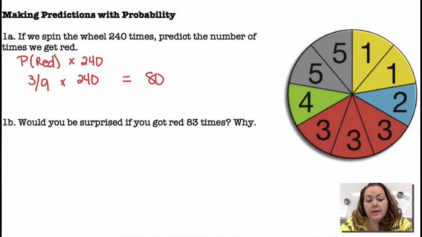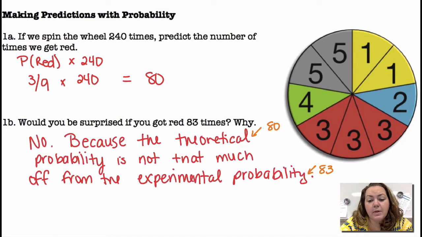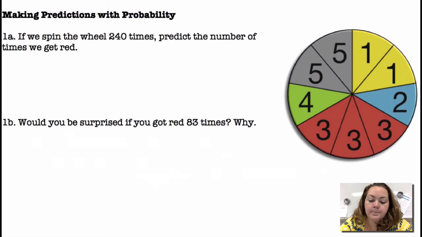Would you be surprised if you got red 83 times? Well, if the theoretical probability is 80, and when I did it my experimental probability was 83, I wouldn't be that surprised, because the theoretical probability of 80 is not that much off from the experimental probability of 83. It could happen when you're actually doing the experiment. You're not always going to get what in theory you should get.